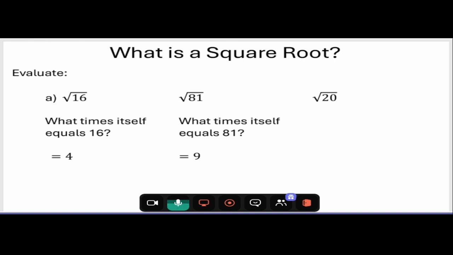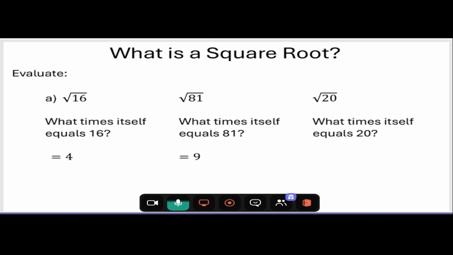What about the square root of 20? What number times itself equals 20? Well, okay, that's not one that's on the diagonal on our times table sheet.